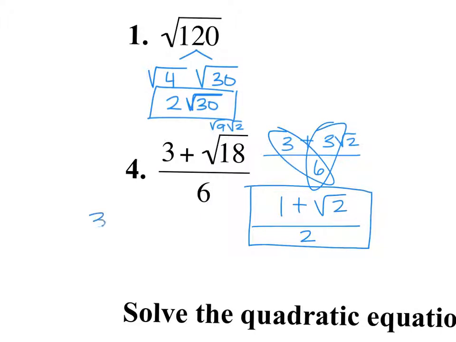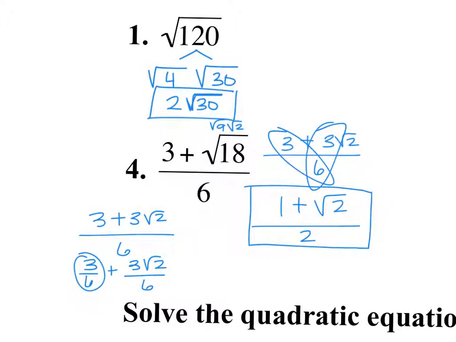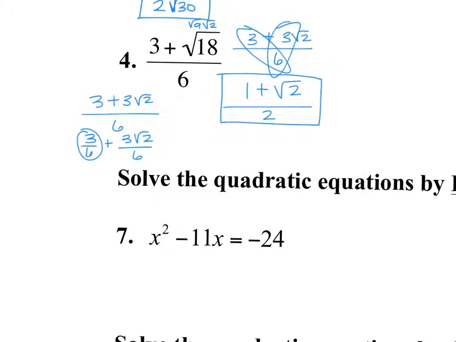Okay, so you are here. 3 plus 3 rad 2 over 6, right? That's essentially saying 3 over 6 plus 3 rad 2 over 6, right? So both of these are reducible, which you could write it that way too if you wanted to. You could write this as 1/2 plus rad 2 over 2. That's essentially the same thing. I like this way better. But you could.